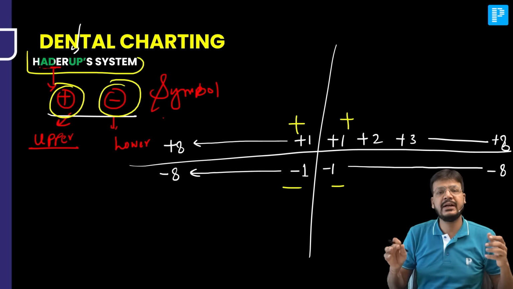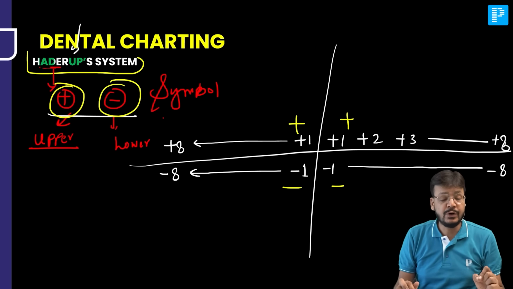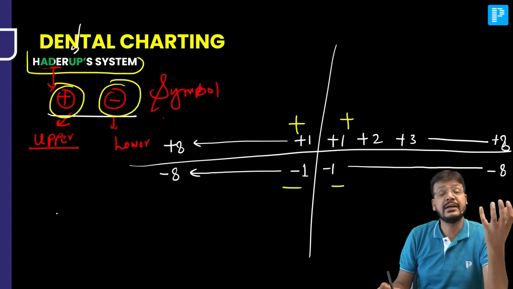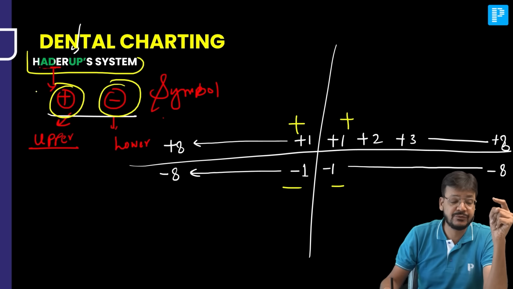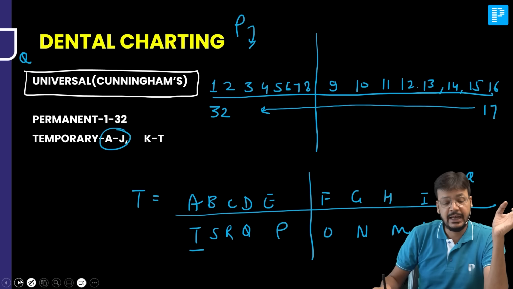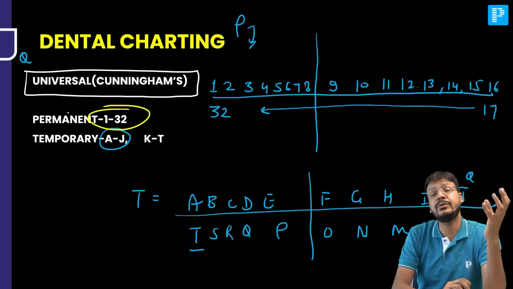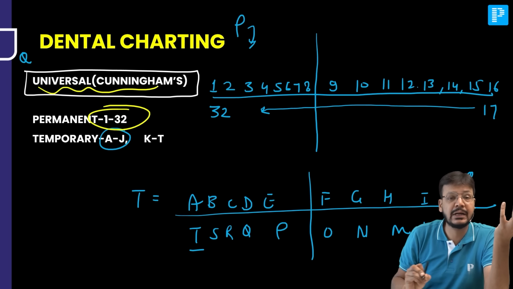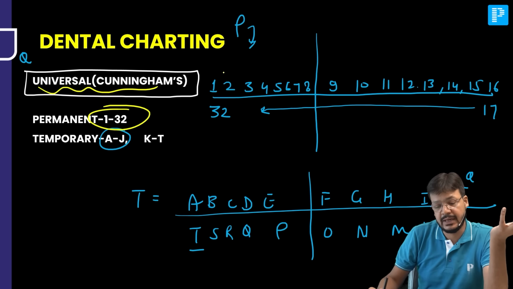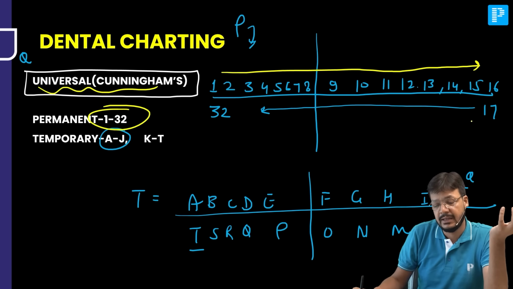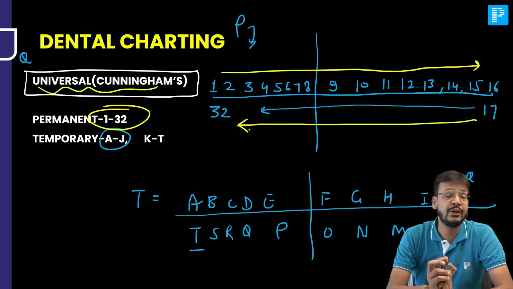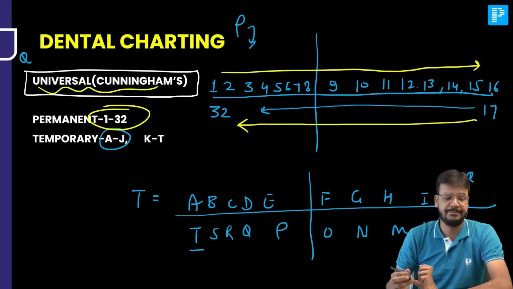1 to 8, 1 to 8 is the Palmer notation or Zsigmondy. 1 to 32 will be a different method, but plus minus will be the Haderup formula. If the numbers given are 1 to 32, that is the Universal or Cunningham method. You can see here the number is not 1 to 8, it is 1 to 32. It is the Universal or Cunningham method.